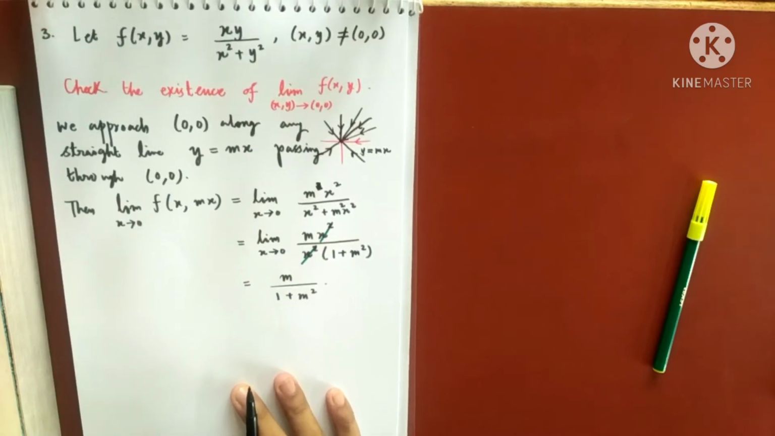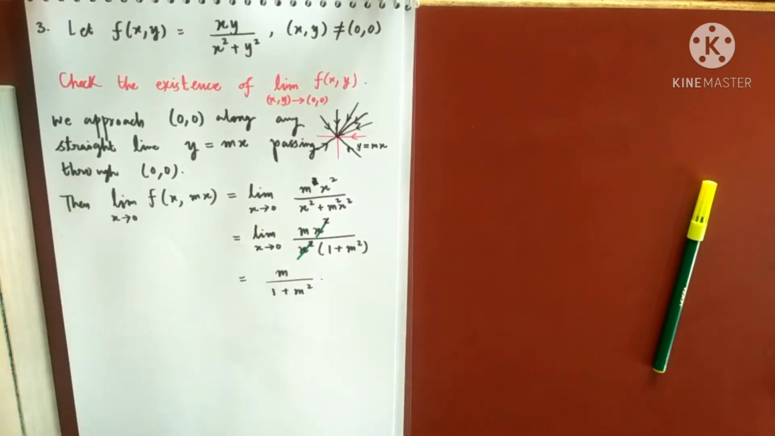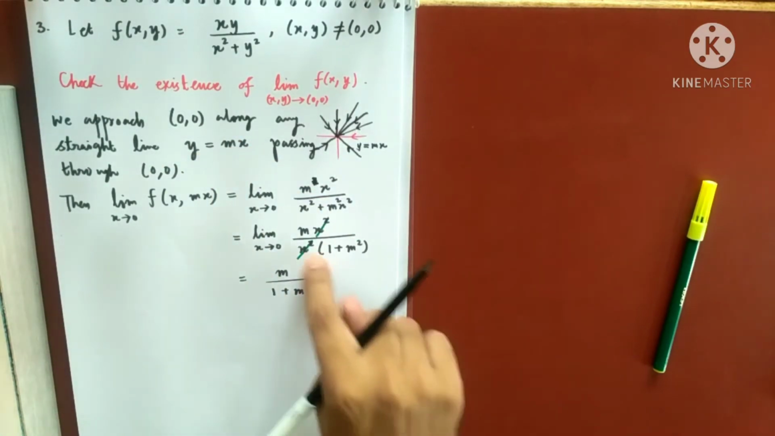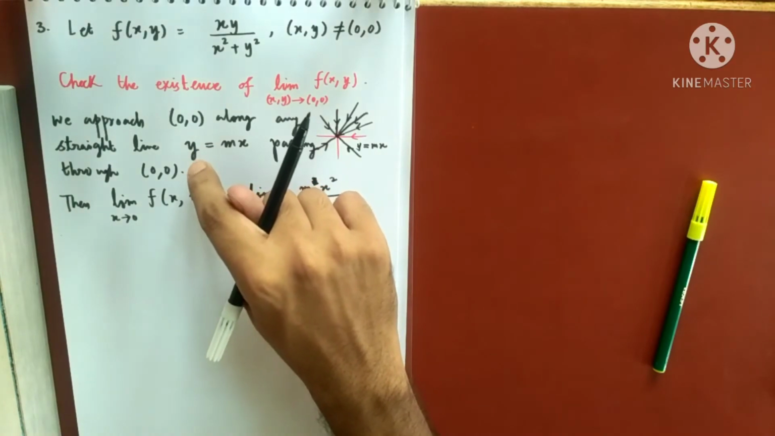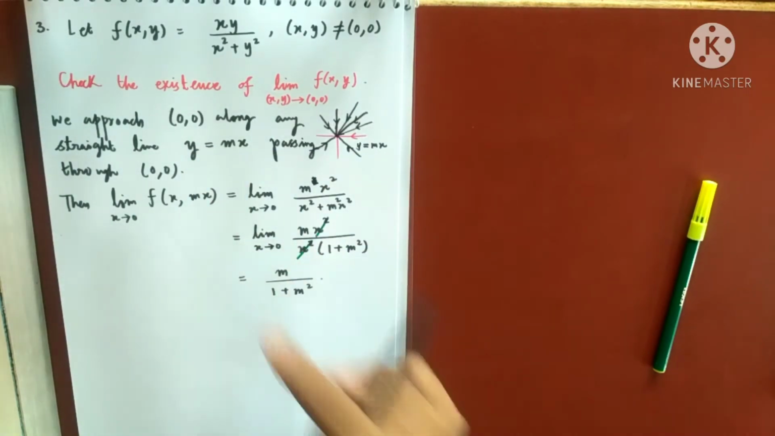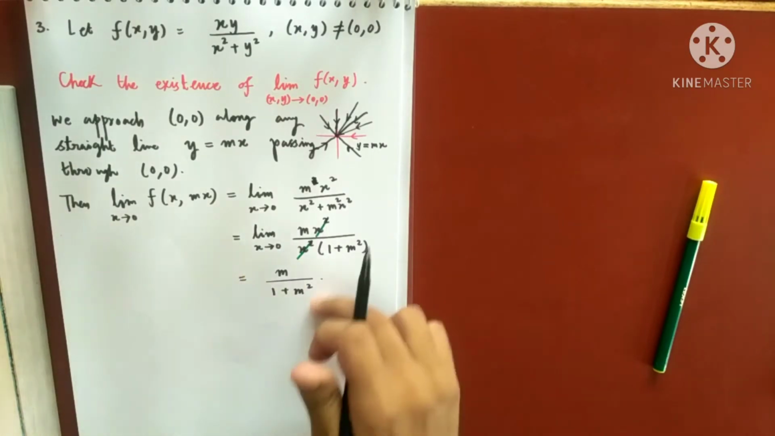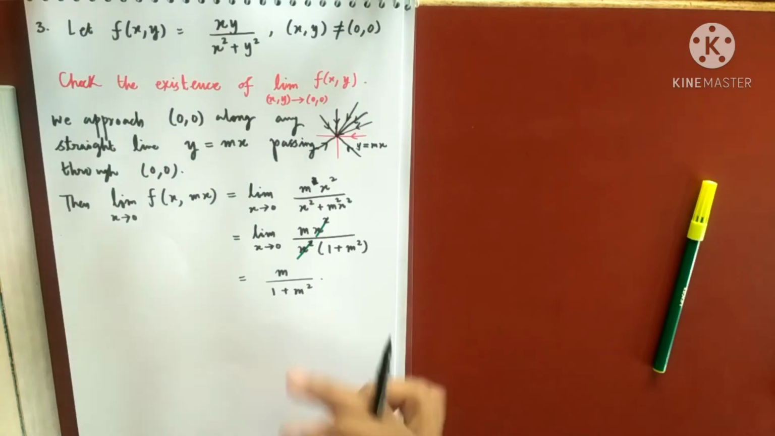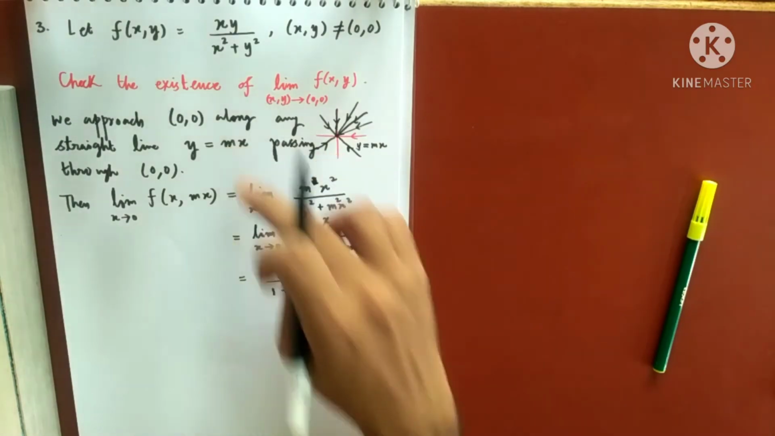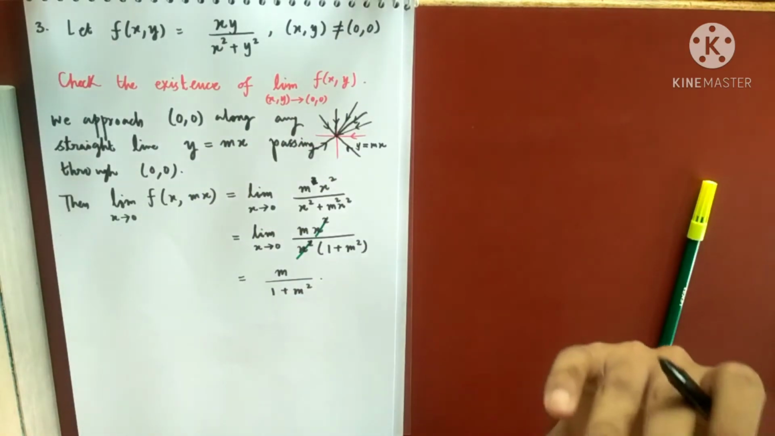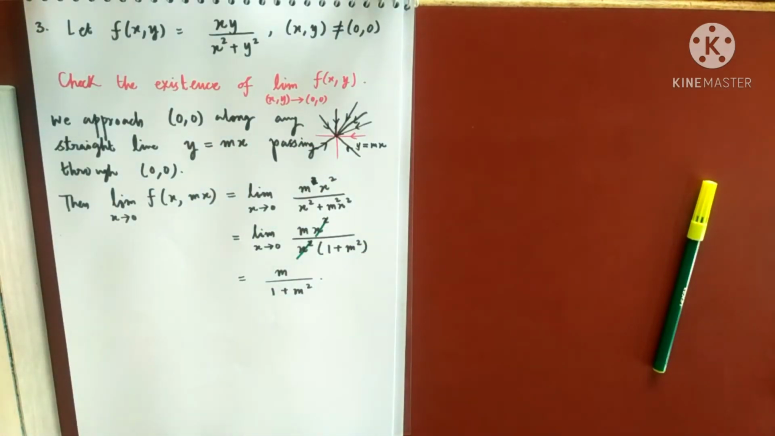And now you see it is different for different values of m. Suppose if I would have taken y equals to 2x, then the answer will be different. And suppose if I would have taken y equals to 3x, your answer will be different. So what I am seeing, if I approach to (0, 0) using different lines, I'll get different answers. My limit depends upon m. If m is 2, I'll get a different answer. When m is 3, I'll get a different answer. When m is 5, I'll get a different answer. So the limit cannot exist.